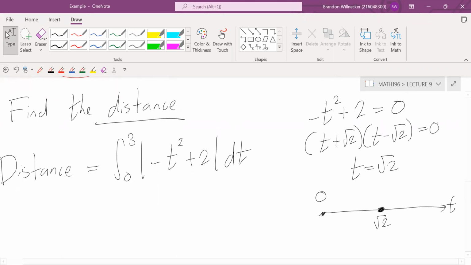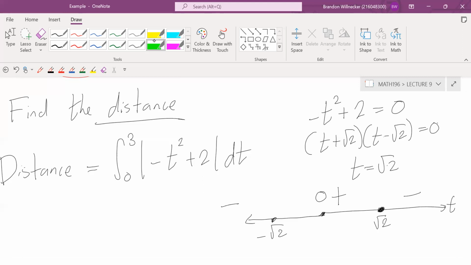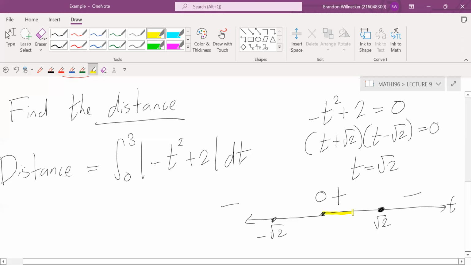Okay, so we've got this here. That's one of the zeros there. And then there's another one at minus root 2, but we're not interested in that. We see that this is a sad face parabola because it's minus t squared. So it's going to be positive here, negative there, negative there. So from 0 to root 2, it's going to be positive.